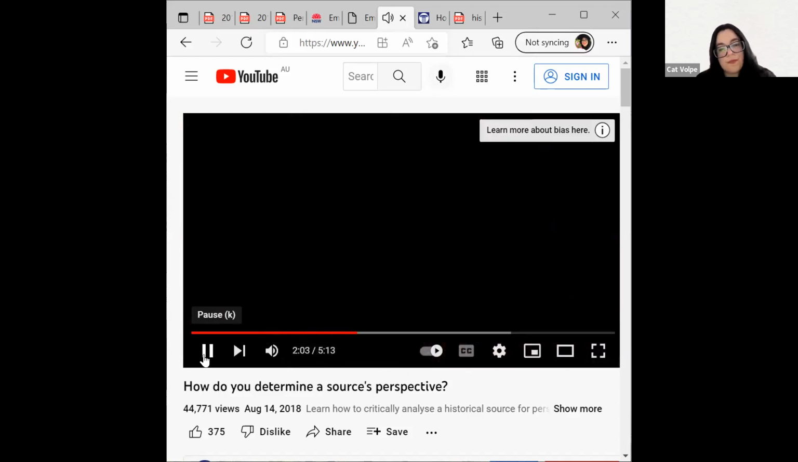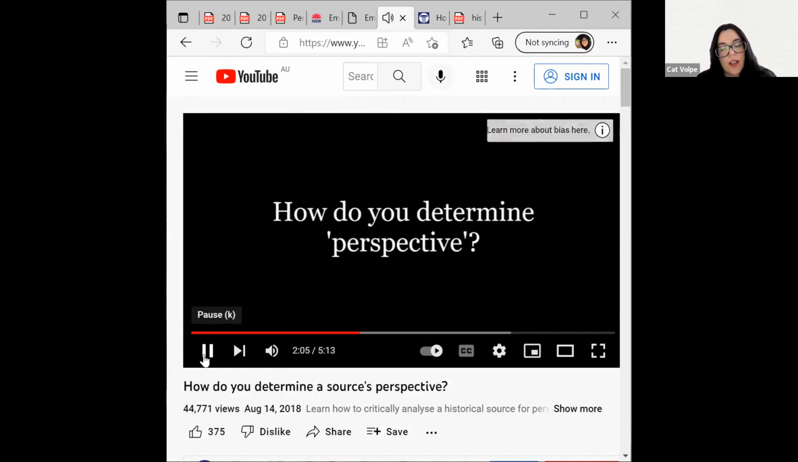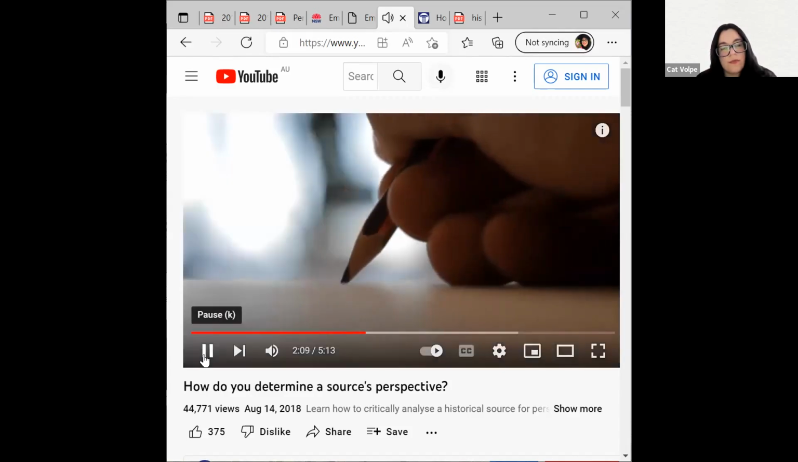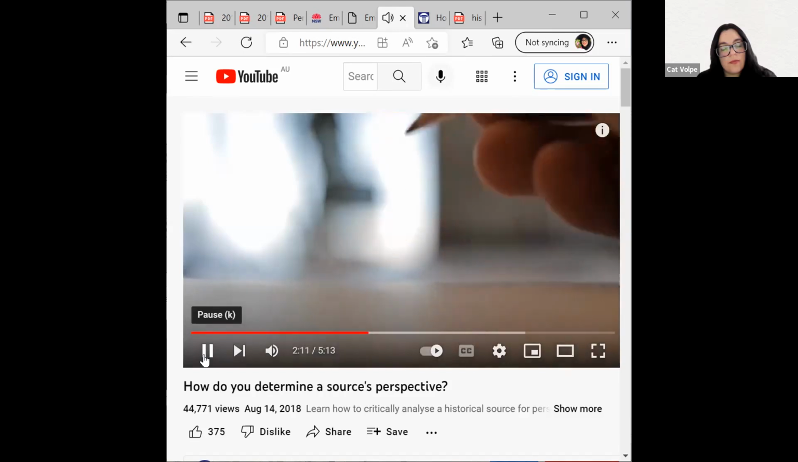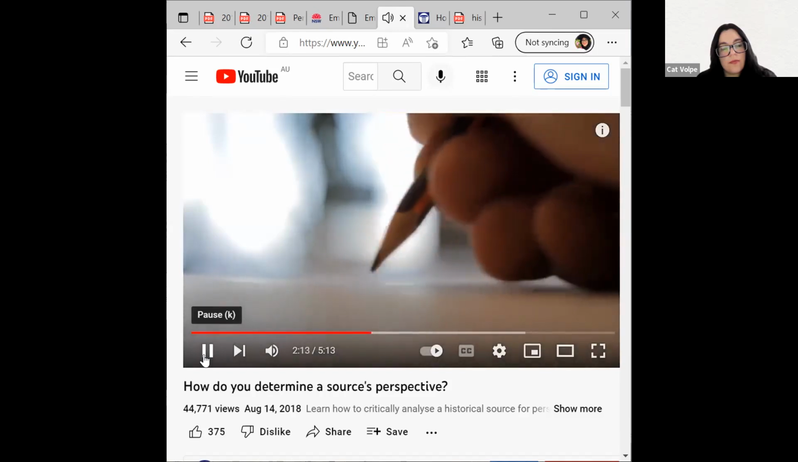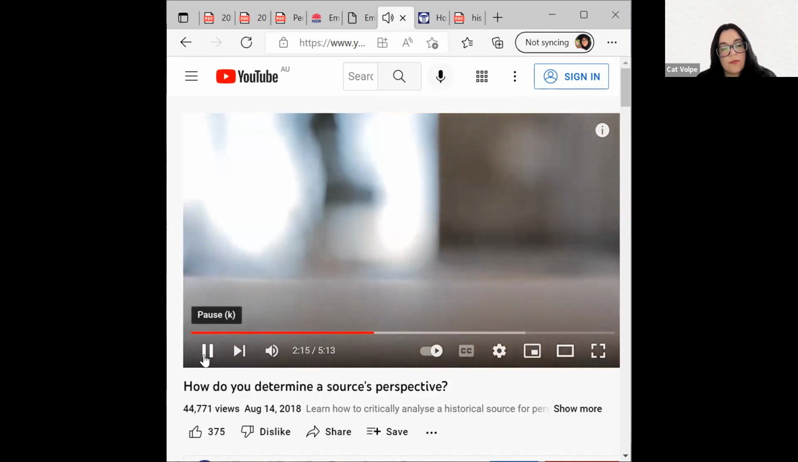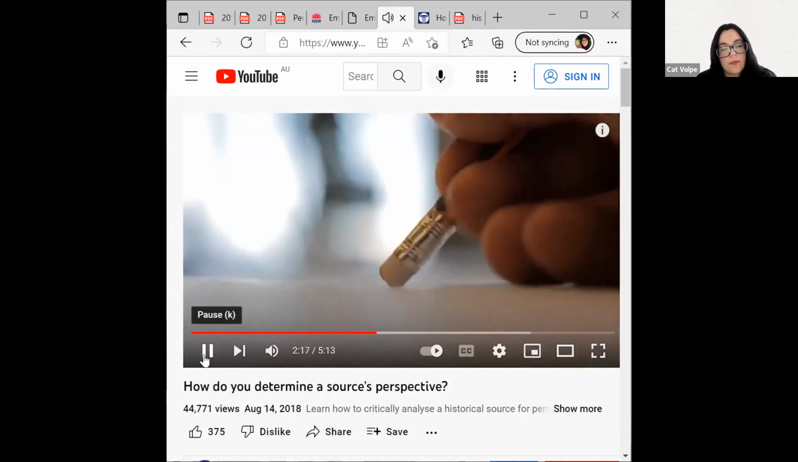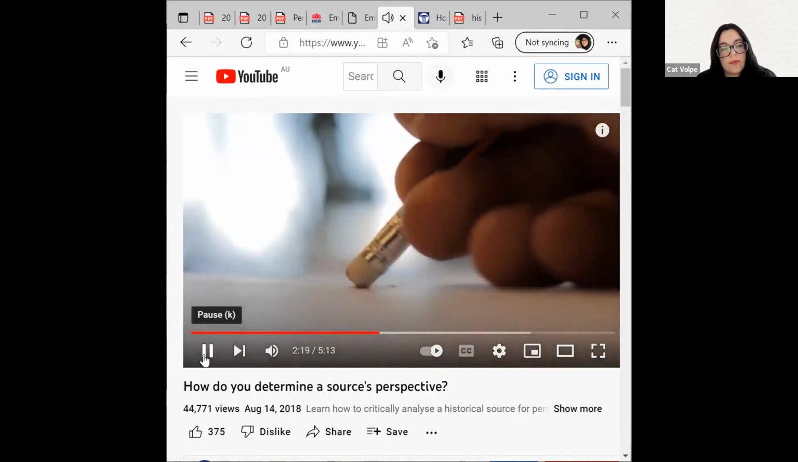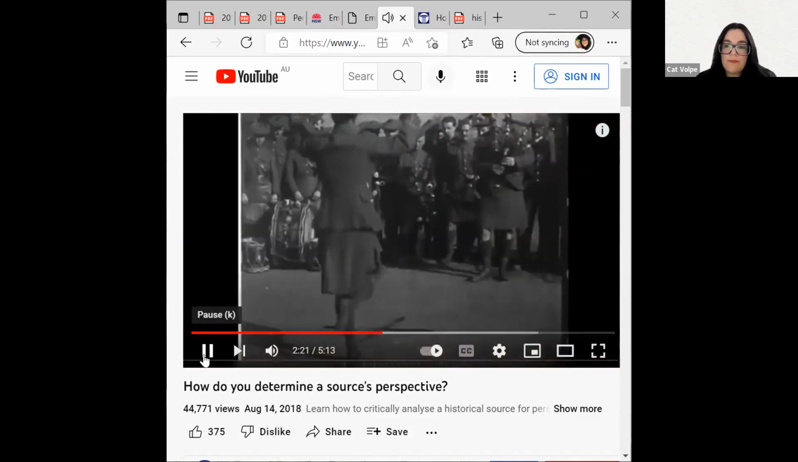So how do you determine a source's perspective? The first step in determining perspective is to know who the creator of the source was. Conduct some background research on who created the source and find out details about them. In doing so, you'll be able to understand how they viewed the past. So what kind of things are you looking for during your background research?